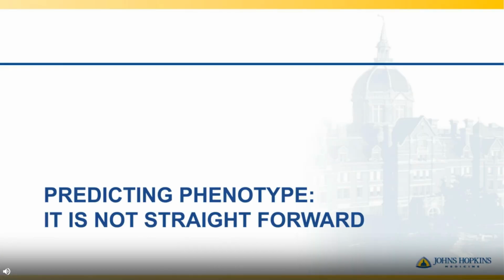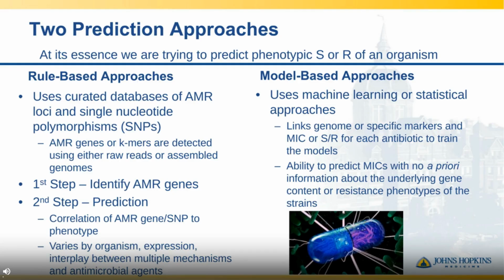But how do we predict those phenotypes? Well, it's really not all that straightforward. And there are really two different approaches that have been applied in the literature. At its essence, we're trying to predict susceptibility or resistance of an antimicrobial for a specific bug. The most common approach that has been applied is the rule-based approach, where you use curated databases of AMR loci or SNPs, and then you try to find AMR genes or k-mers from your data using those databases, using either raw reads or assembled genomes.